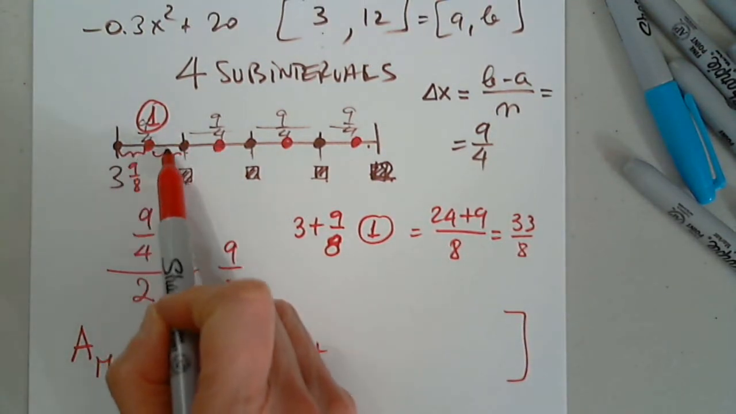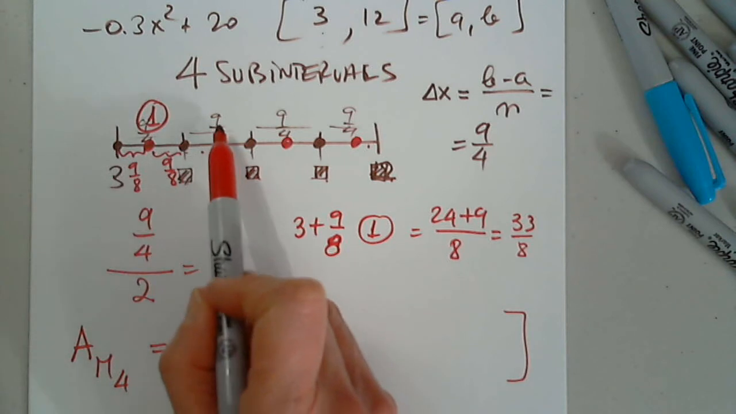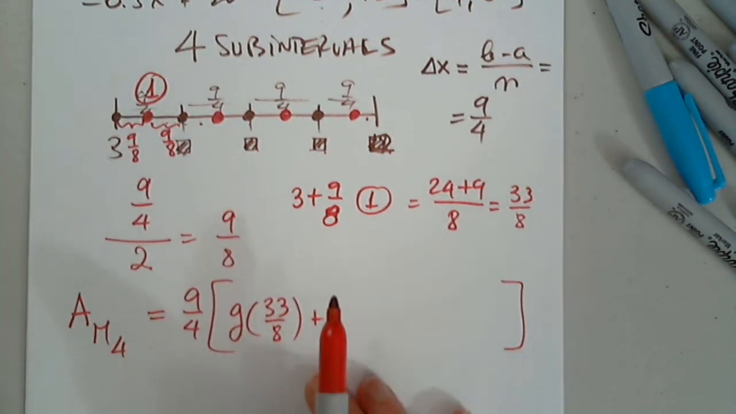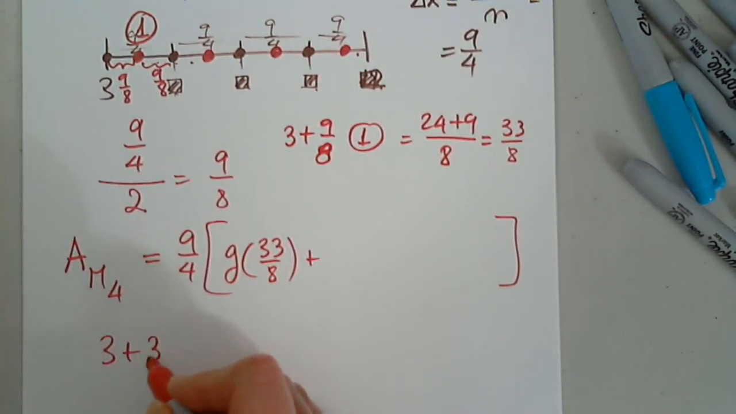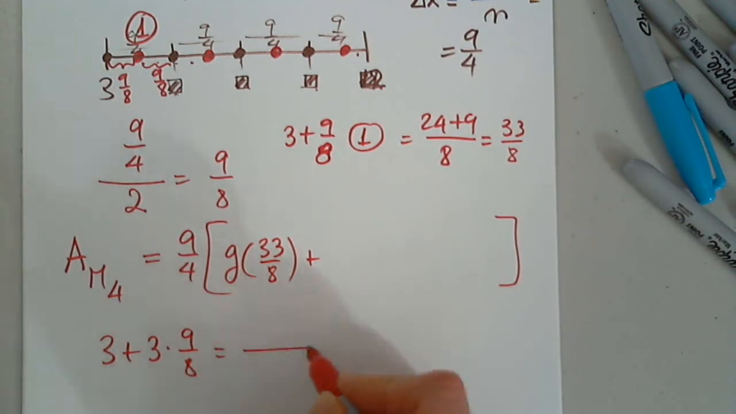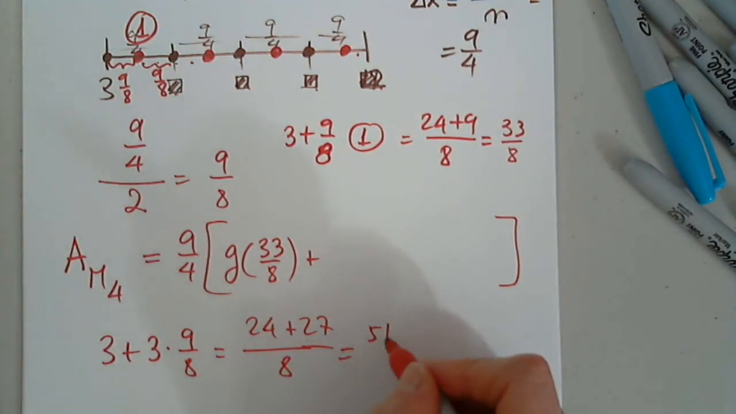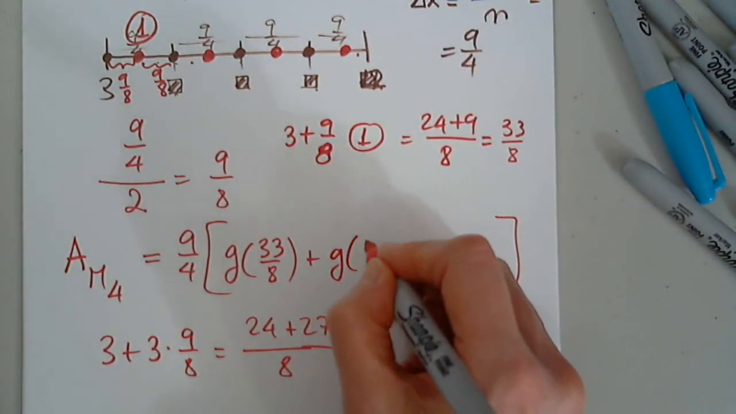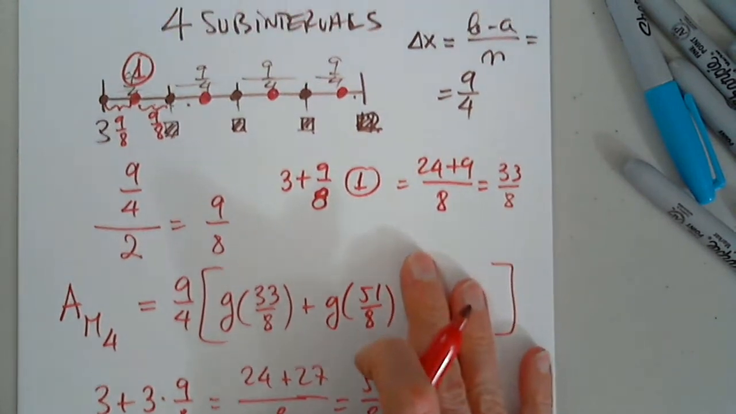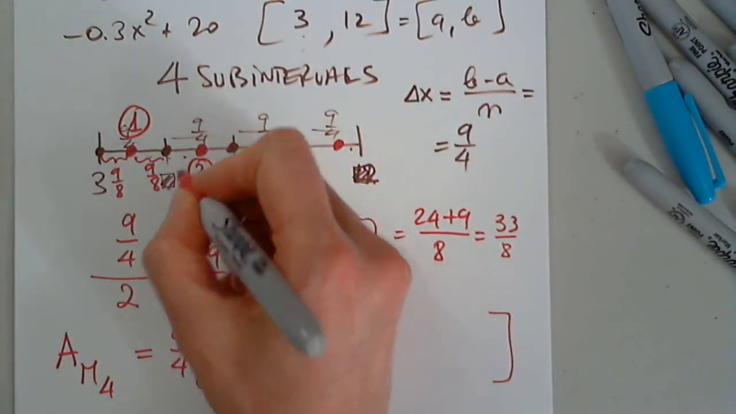This one is 1, 2, 3. So 3 plus 3 times 9 over 8. So this is 24 plus 27, divided by 8. And this is 51 over 8. G of 51 over 8. So this is number 2. Number 2 is 51 over 8, and I have to plug it in the function.